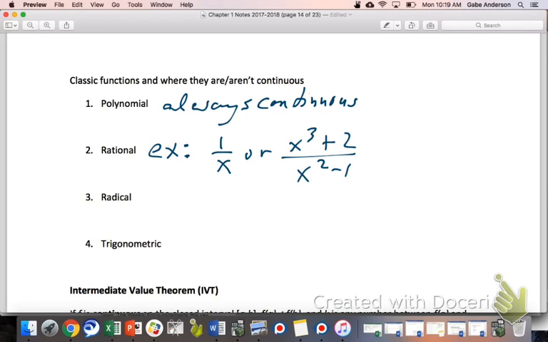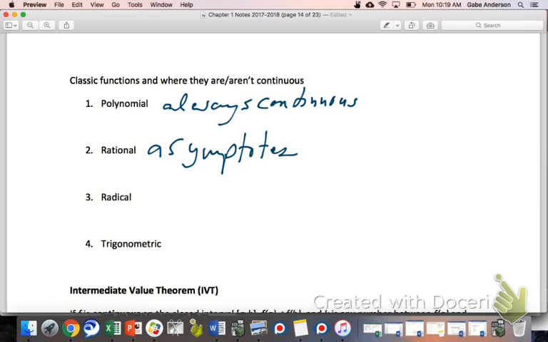Okay, so what kind of discontinuities might show up on rationals? Asymptotes and holes, right? So you could have all of the above, so you'd want to be careful with those. I'll put asymptotes and removables.